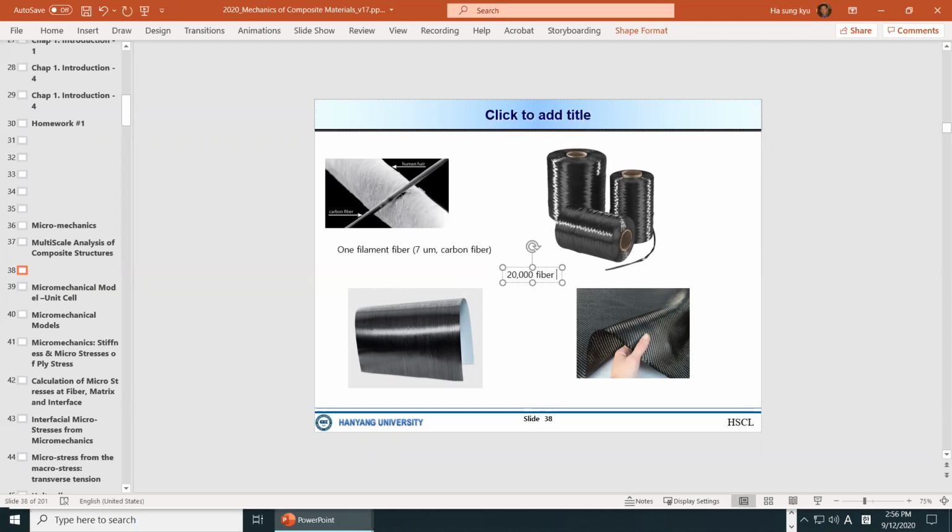So in this case we call it 20K tow, or sometimes 20K fibers. This will be called 24K tow, and so on.